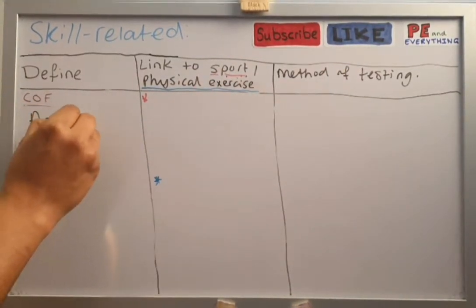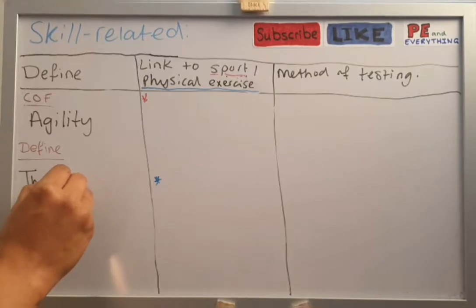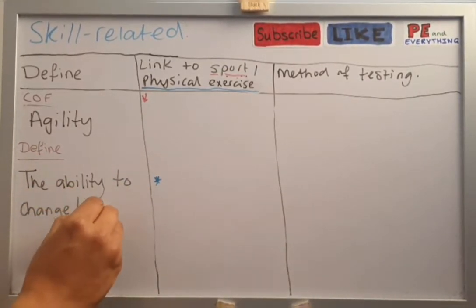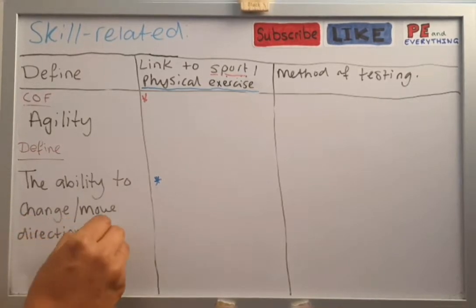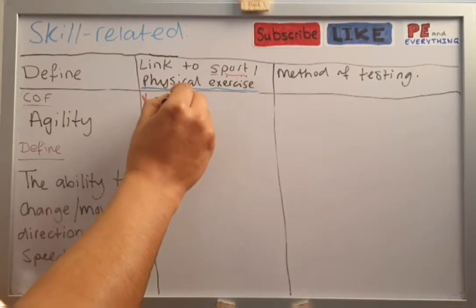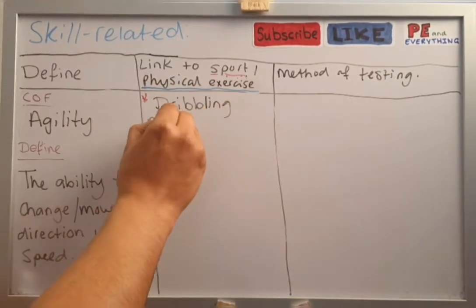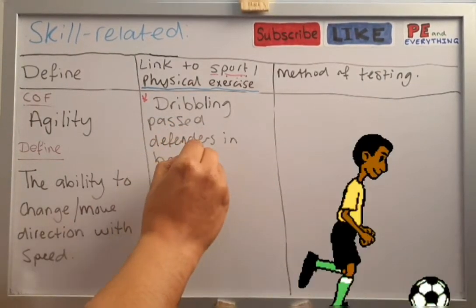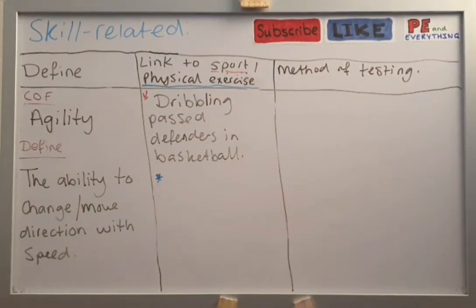Now we have moved to the skill-related components of fitness. The first one is agility. Agility is having the ability to move and change direction with speed. An appropriate sport to link this to could be dribbling past defenders when playing either football or basketball.